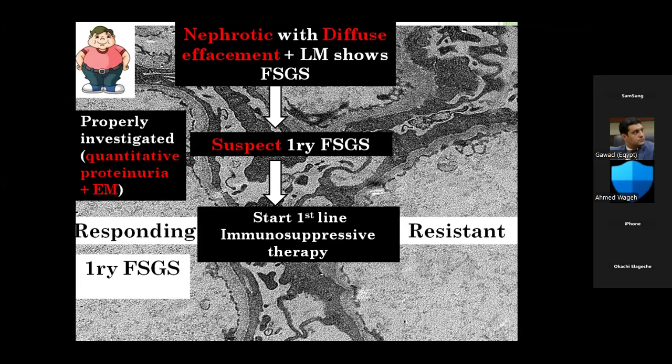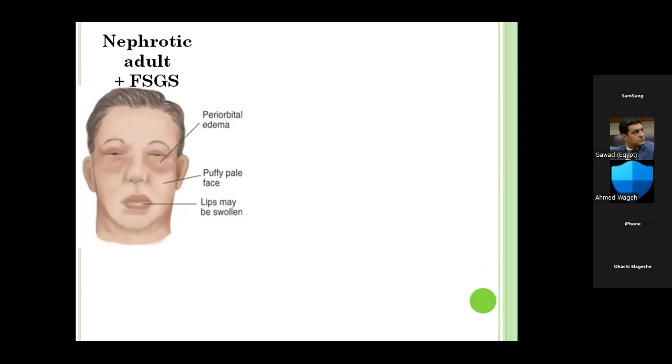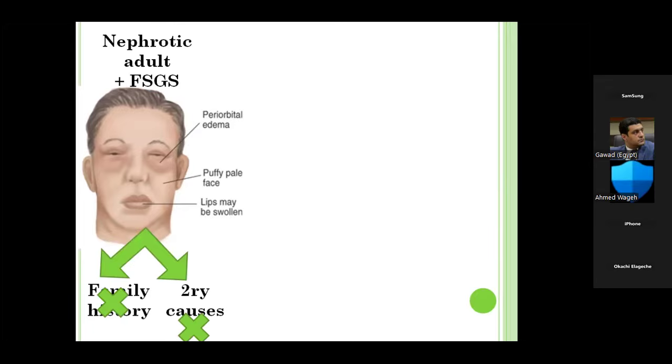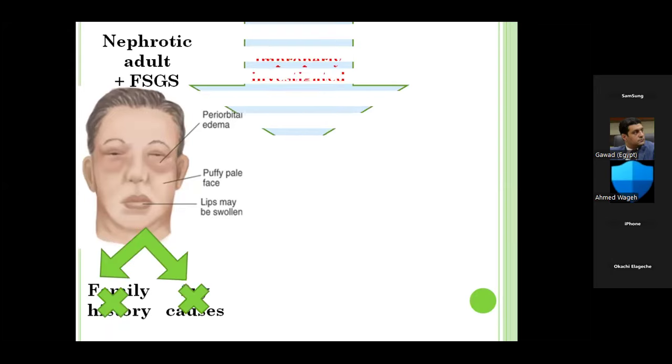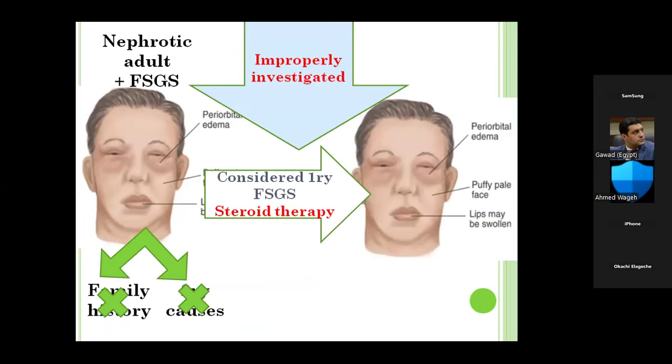If he is resistant, this time this diffuse effacement could be secondary to gene mutation for vital genes that can lead to diffuse effacement as well, like the nephrin gene. Okay, another case for a nephrotic adult focal segmental glomerulosclerosis under light microscope, and no family history and no secondary causes, so not obese, not hypertensive, and again not properly investigated, and considered as being a primary focal segmental glomerulosclerosis, as there is no family history and no secondary causes.